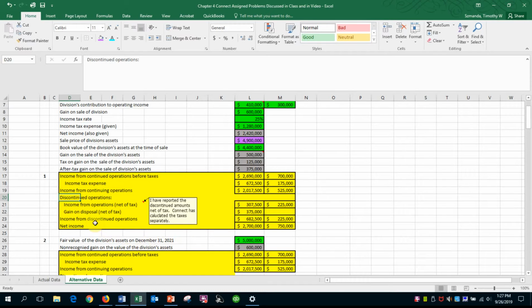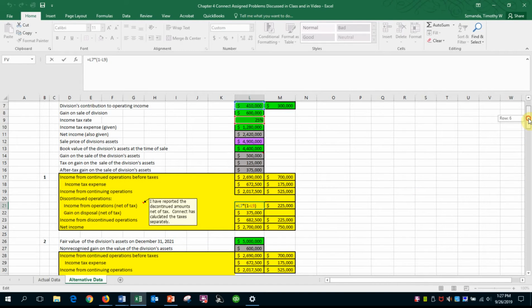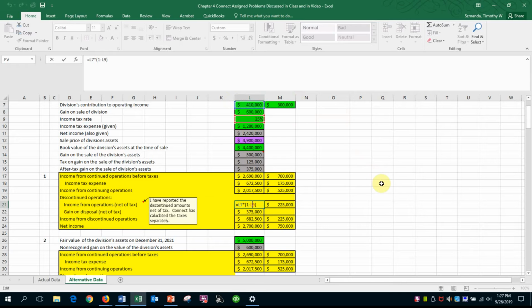So what are the components? Well, there are two in 2021. As we said earlier, there's the income the discontinued unit or division produced during the year, and then we have a gain on the disposal. And you'll notice that I have listed them both net of tax. So I've essentially taken 75% of the income that was produced during the year of $410,000. That is 410,000 times 1 minus 0.25. Okay, so I've taken 75% of 410,000.